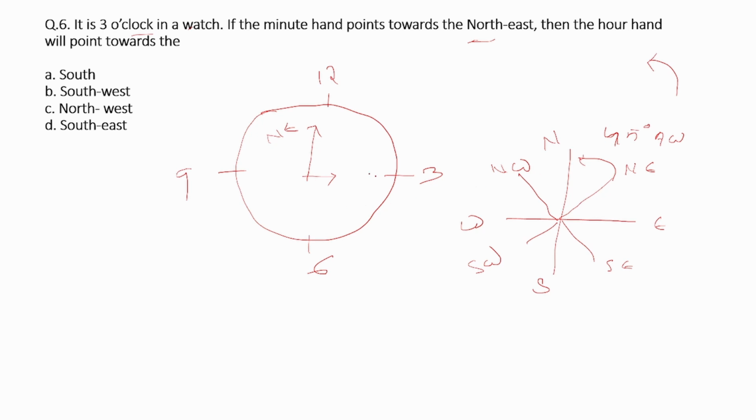So at 3 o'clock our hand will point in this direction towards east, but actually at this time the lines are moving in an anti-clockwise direction at a 45 degree angle. So this line will be moved 45 degrees, and the new position will be this line. This will become southeast. So this line will show southeast, and the answer is D, southeast.